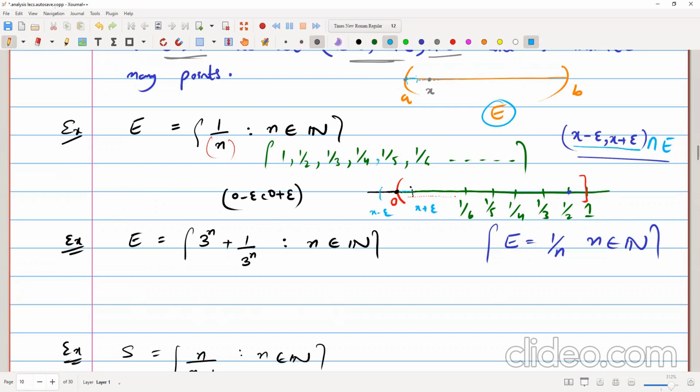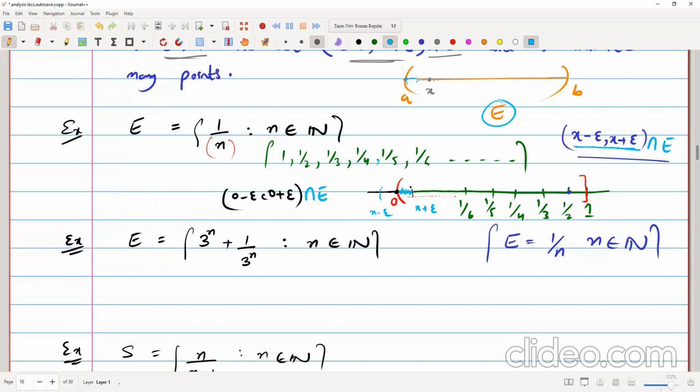So now we can see that in this region there are infinite points, and if I want to take the intersection of this set that I'm making here, that is 0 plus epsilon and 0 minus epsilon, with the set E, I will have infinitely many points, because there are infinite points that are accumulated in this region.